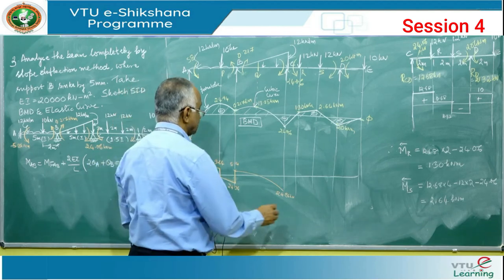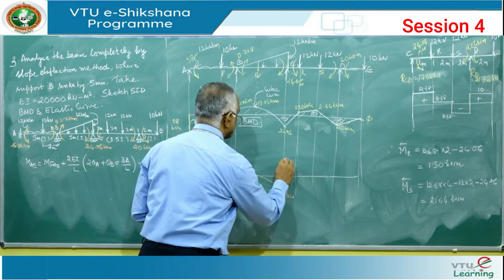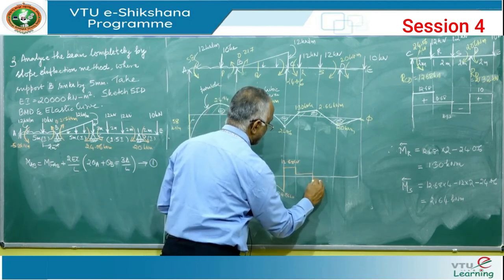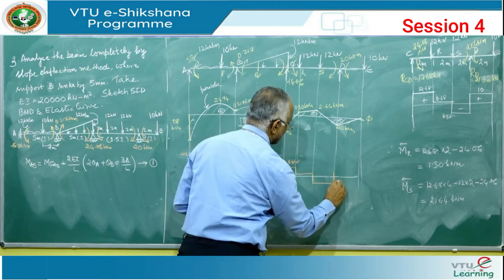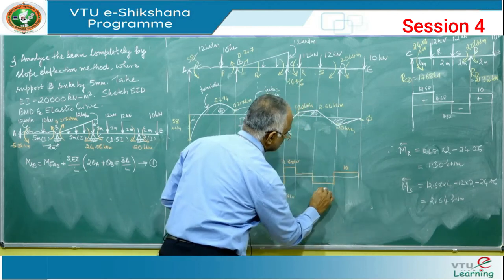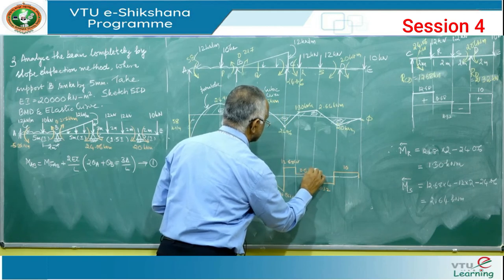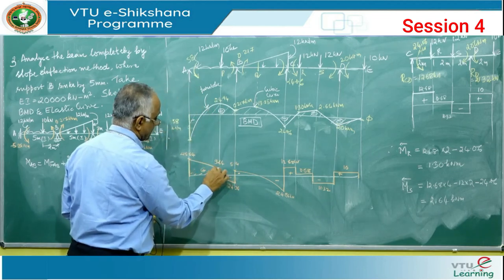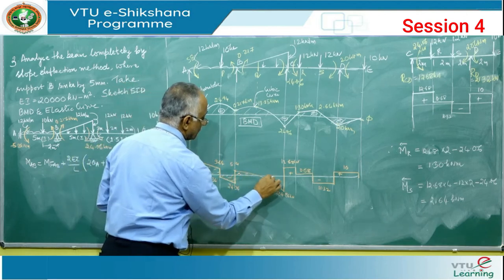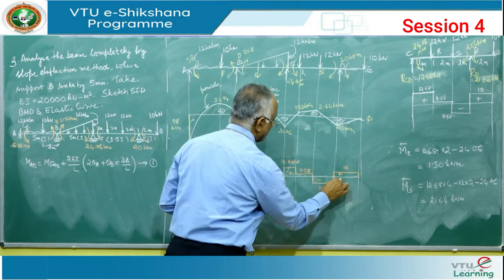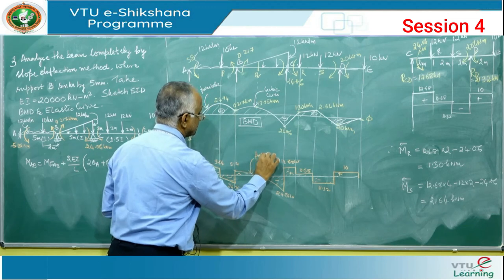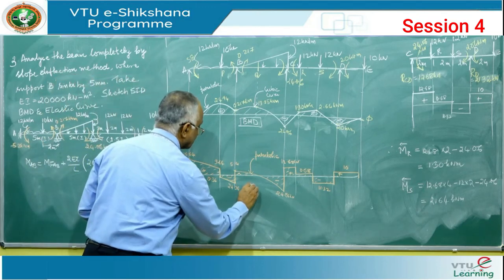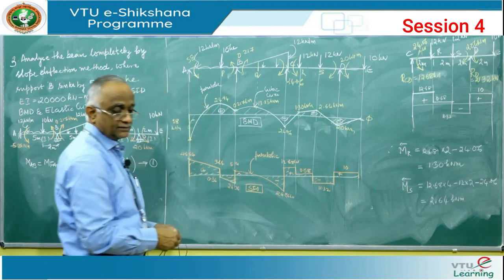From there I have another 12.68 reaction here, that is clear there, then same diagram. This is 11.32, this is 0.68. Only this is parabolic variation because of the triangular load in the shear force diagram and of course it is linear and the other thing is a straight line. So this will be your shear force diagram for the problem.